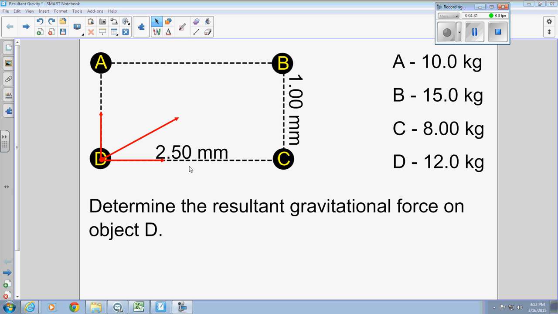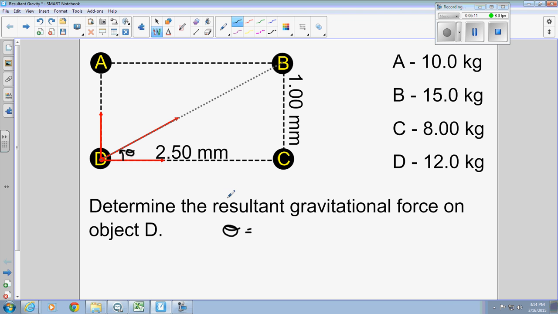First thing we need to notice is that we have a rectangle here, and take a look at our dimensions. We could probably figure out an angle right here that B and D are interacting with each other, because this is making a right triangle. The line in between them makes a right triangle. So this angle here, theta, theta is equal to some component of these two objects.